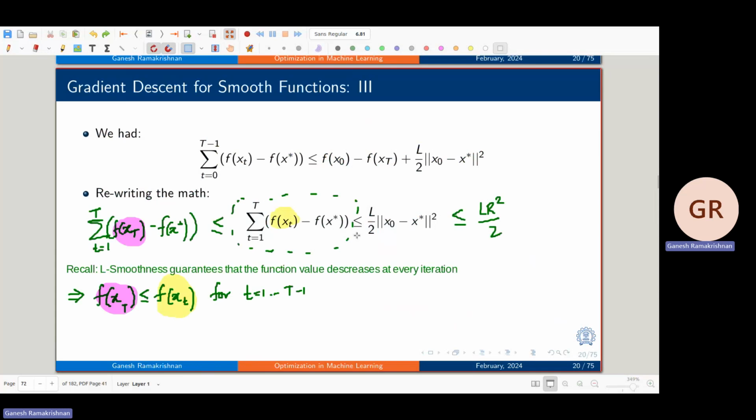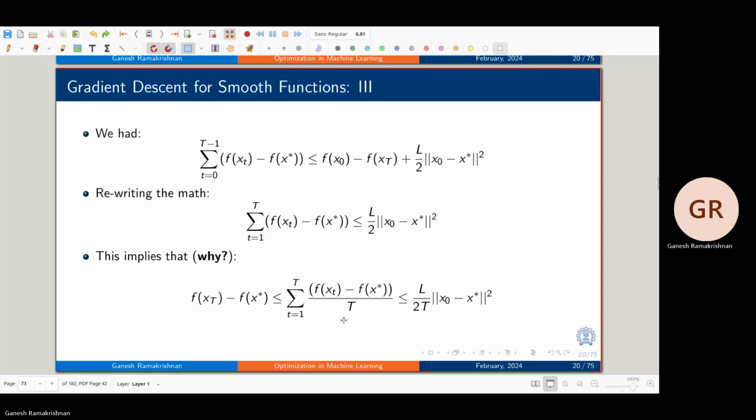And we know that the function decreases in every iteration. So I know that f of capital T is less than or equal to f of small t for t equals 1 to T minus 1. So I will just use f of small t instead of capital T, and the whole thing multiplied by T. Okay, so that's the key. F of x capital T minus f of x star is less than or equal to L by 2T norm of x naught minus x star square. This is what we have derived.